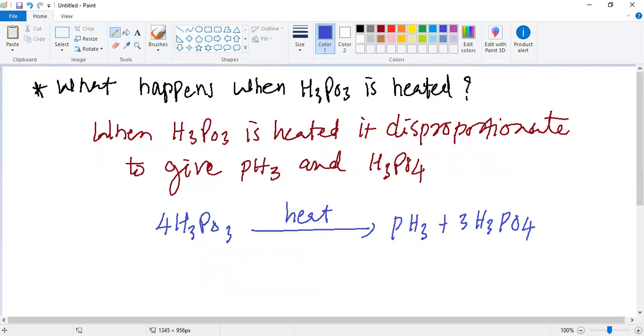So here, my dear students, we complete the discussion about the various features of the various oxoacids of phosphorus.